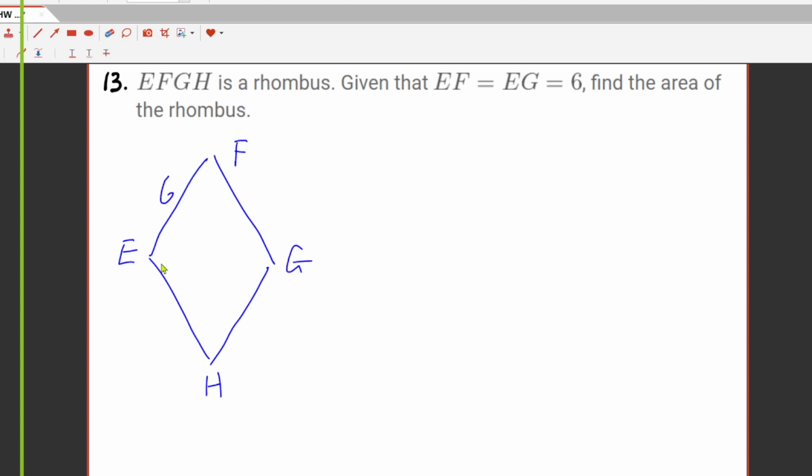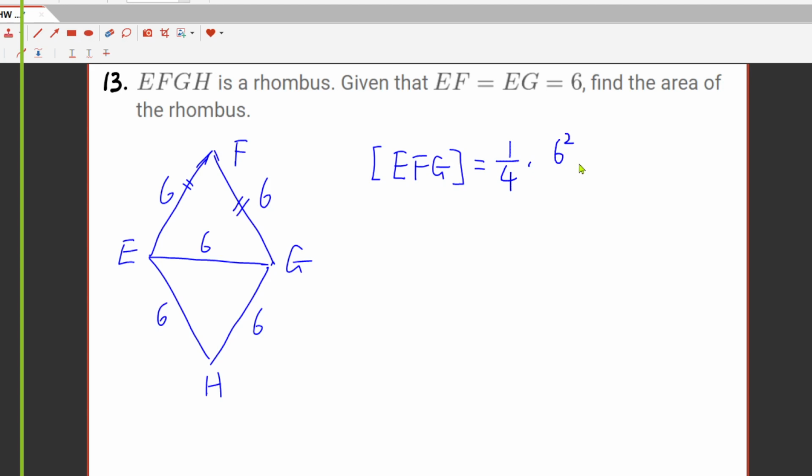Okay, EF is 6, EG is also 6. Since EFGH is a rhombus, we have FG equals EF, right? And FG is also 6. Again, this rhombus consists of 2 equilateral triangles, right? So if you know the side length is 6, then we know the area of triangle EFG is 1/4 of 6 squared times square root 3, right?